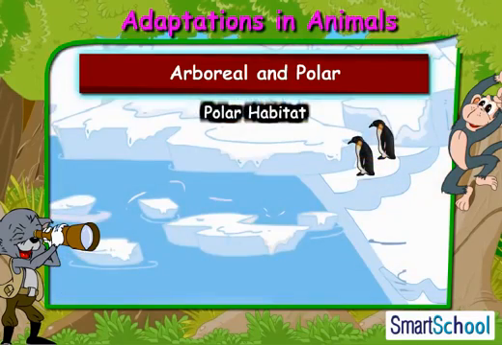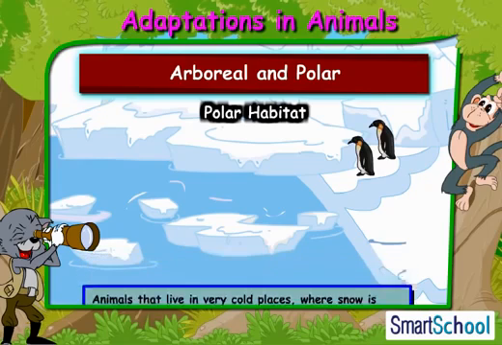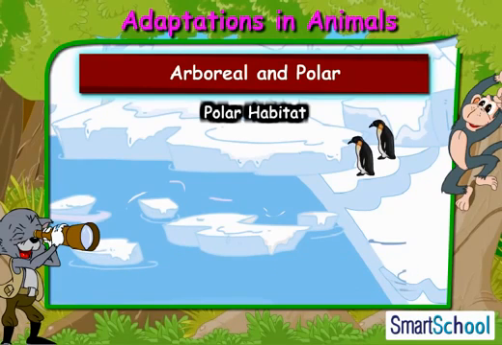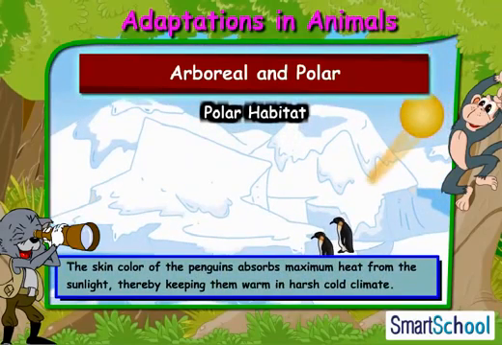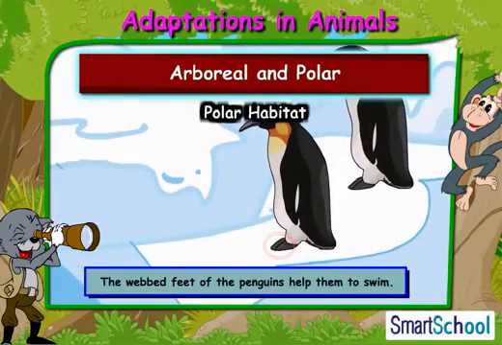Now let us understand about polar animals. Animals that live in very cold places where snow is covered throughout the year are called polar animals. Take the example of penguin and its adaptation to the polar environment. The skin color of the penguins absorbs maximum heat from the sunlight, thereby keeping them warm in harsh cold climate. The webbed feet of the penguins help them to swim.